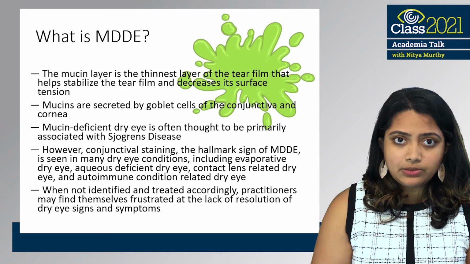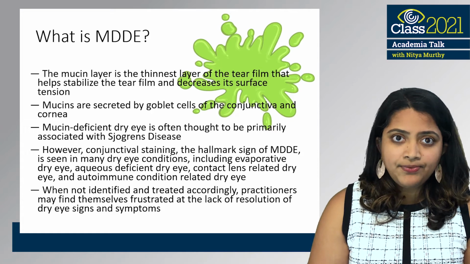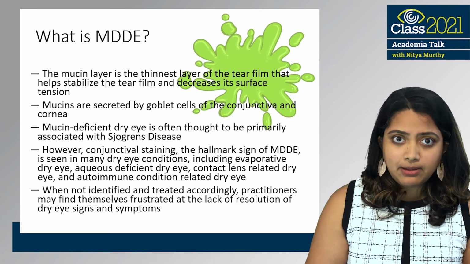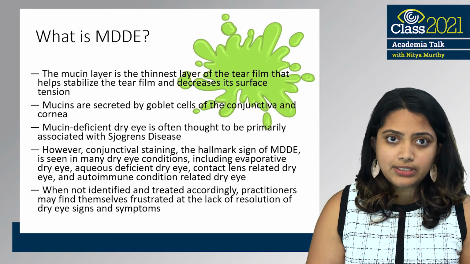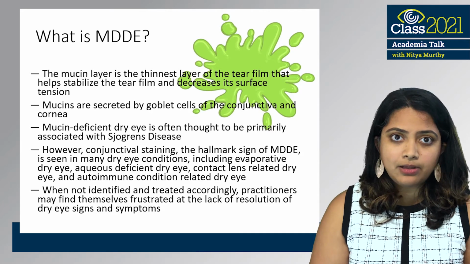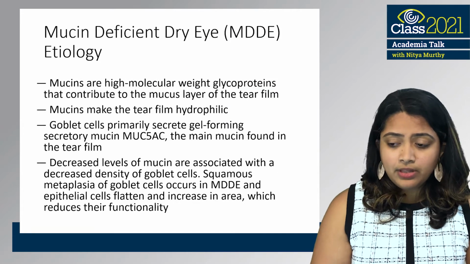As we all know, mucins are secreted by goblet cells in the cornea and conjunctiva. When there's a decrease in the density of goblet cells, that's when we have MDDE. This is common in Sjogren's syndrome. It's common in a lot of autoimmune conditions, and it's also common in contact lens wear.